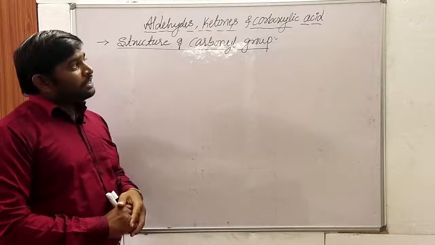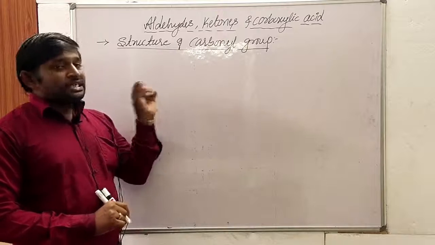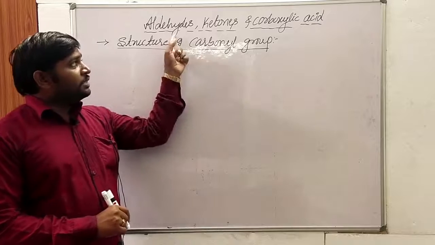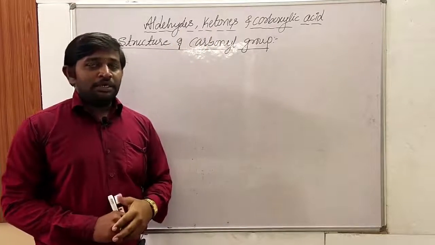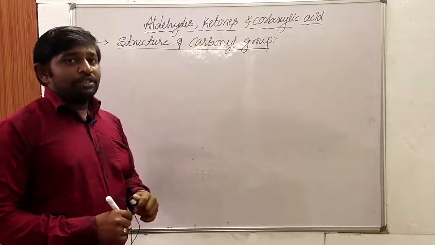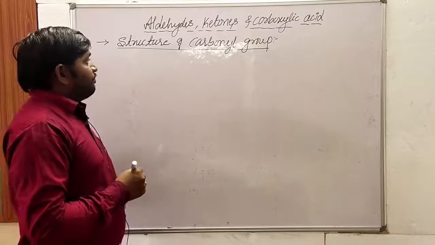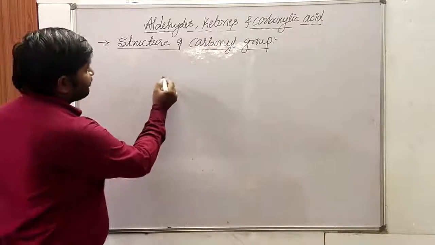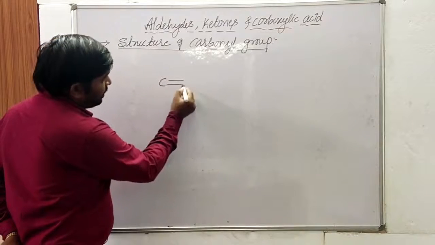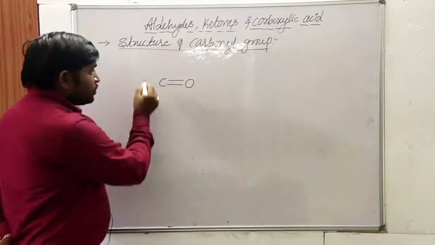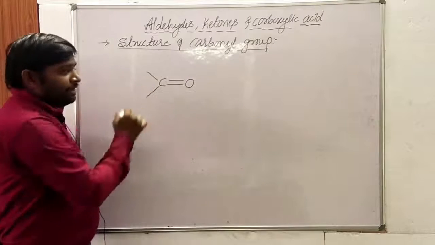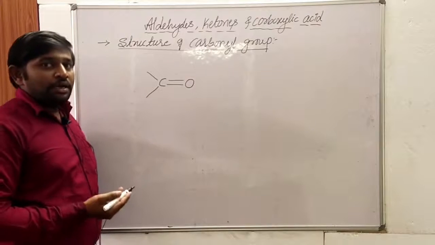Now let us consider the structure of the carbonyl group, because the carbonyl group is present in aldehydes, ketones and carboxylic acids. The structure can be considered as a carbon atom having a double bond to oxygen. This carbon atom has two remaining free valencies, which can be satisfied by either a hydrogen atom or an alkyl group.